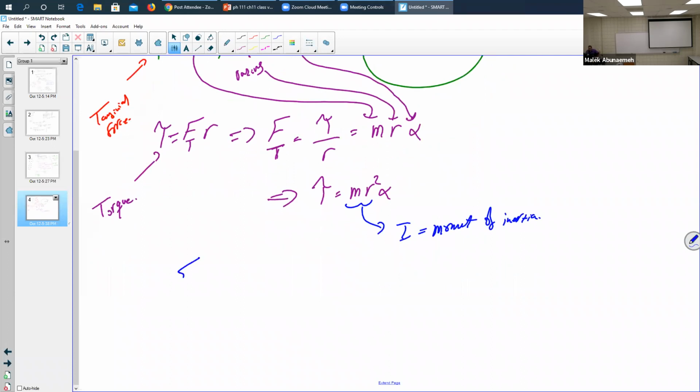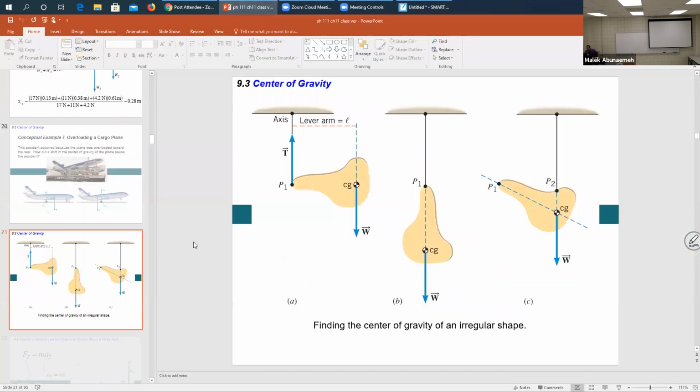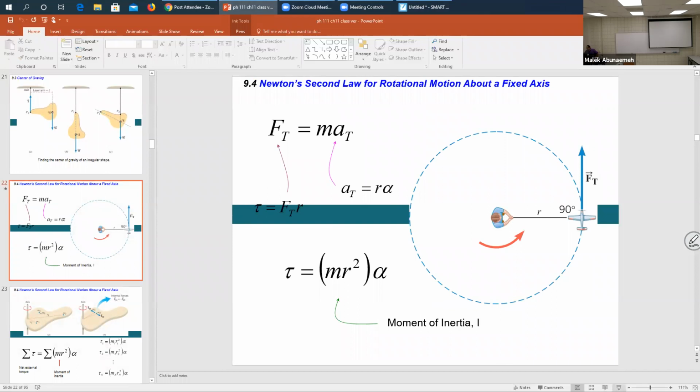So your torque, actually, the sigma for torque is going to equal the sigma of mR squared alpha. In particular, and again, this is I, so it'd be the sigma of I alpha. And again, your I is going to equal the summation of your mass multiplied by your distance squared.